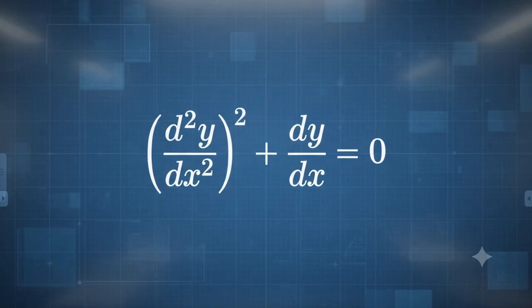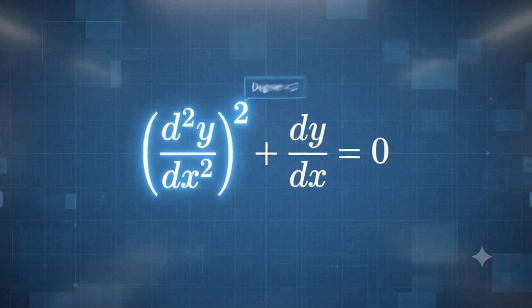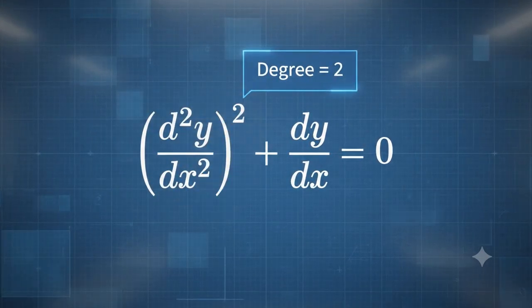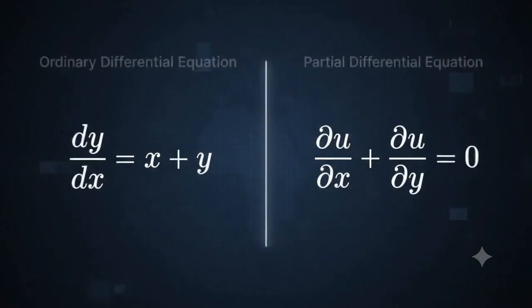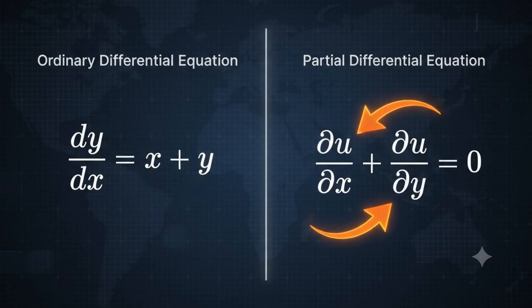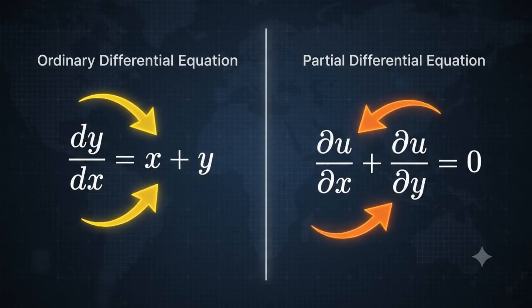Let's look at this differential equation. The degree is determined by this exponent. It's the power of the highest derivative, which makes this a second-degree equation. Ordinary differential equations involve derivatives with respect to a single variable. Partial differential equations involve derivatives with respect to multiple variables. Let's see how we can solve them.